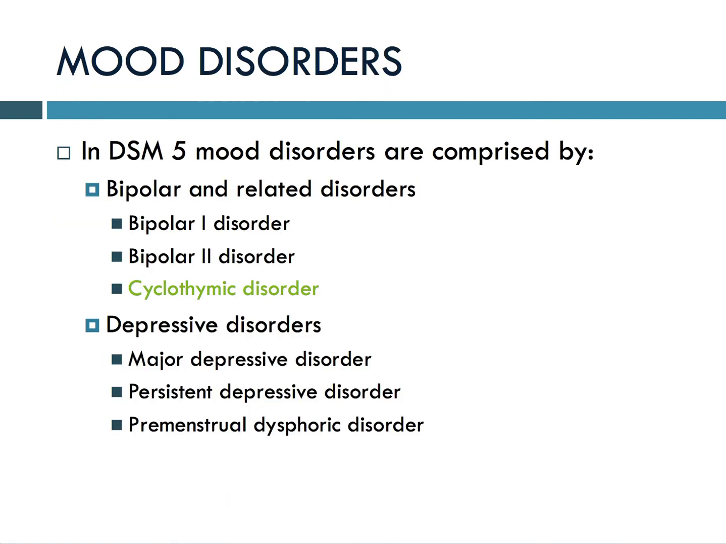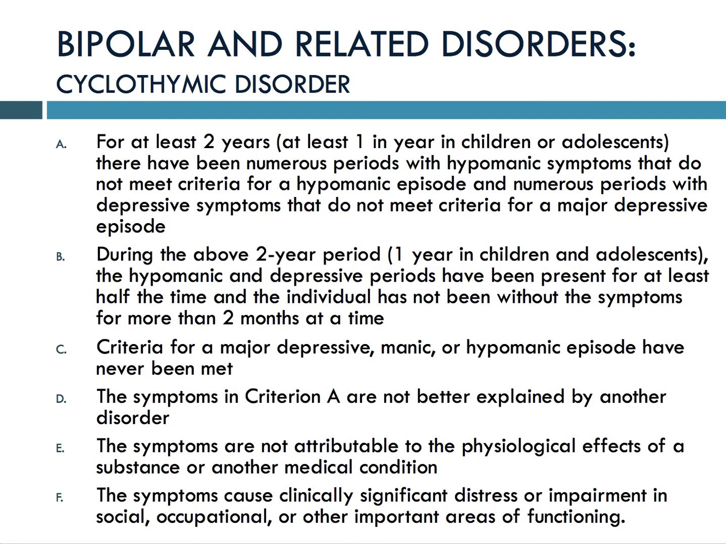The last diagnosis that I want you to be familiar with, which also falls under the header of bipolar and related disorders, is cyclothymic disorder. And the best way to think about cyclothymic disorder is as a type of subclinical bipolar 2 disorder. So here are the diagnostic criteria.